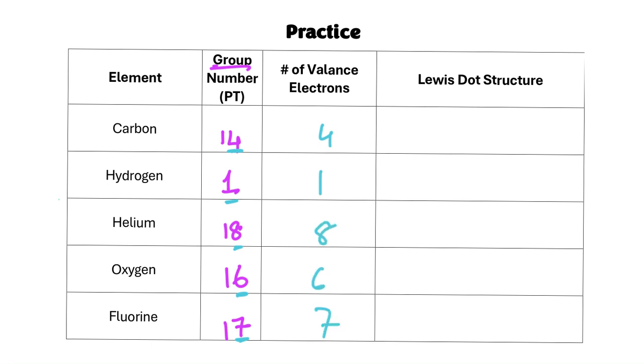And first, in the Lewis dot structure, we are going to write its symbol correctly. And then we are going to draw the valence electrons. Now we have 4 valence electrons. It means that we are going to draw 4 dots. Starting from the top, we will be going clockwise. And that's it. Similarly, for hydrogen, we have 1 valence electron, so only 1 here.